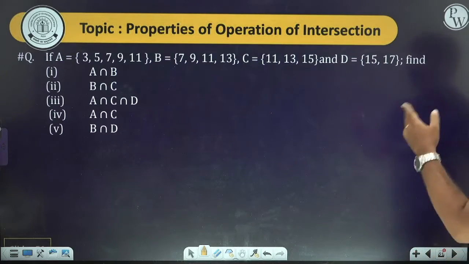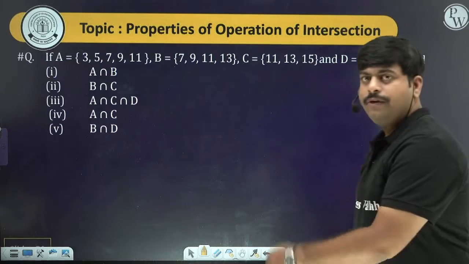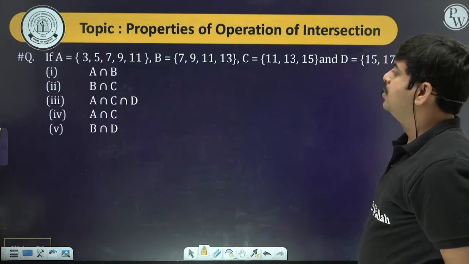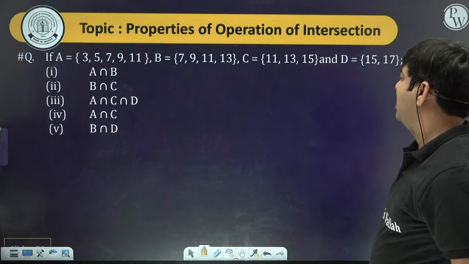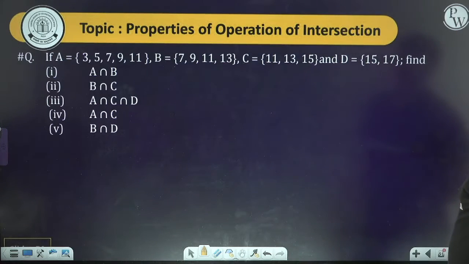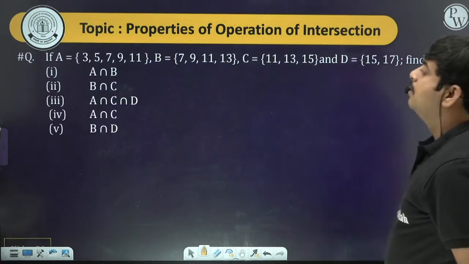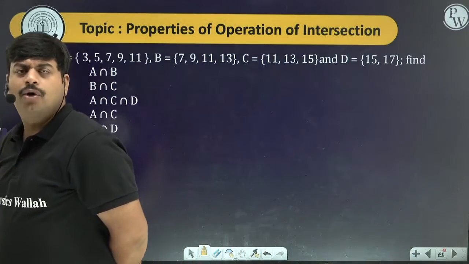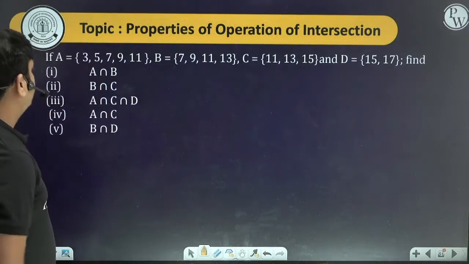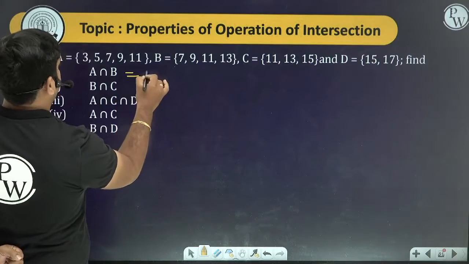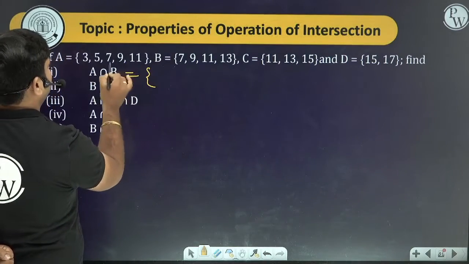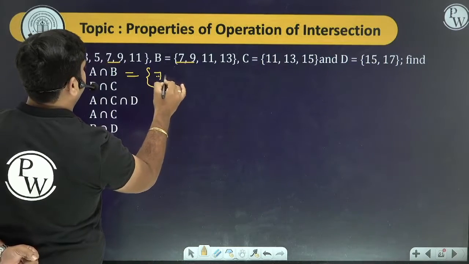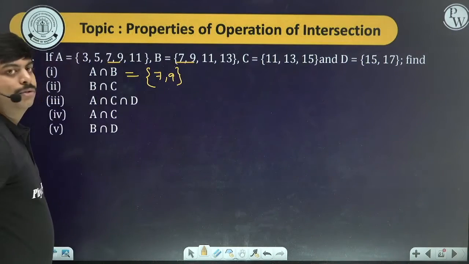So we have intersections here. We'll look at a few examples. A is 3, 5, 7, 9, 11. B is 7, 9, 11, 13. C is 11, 13, 15. And D is 15, 17. Then A intersection B. People, intersection I told you is the common elements. So A intersection B, common elements. What are common elements? 7, 9 is common for both of them.